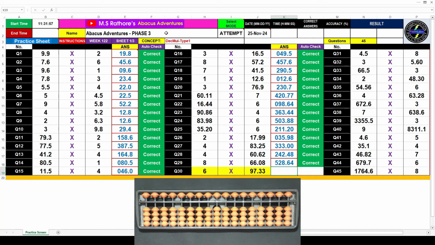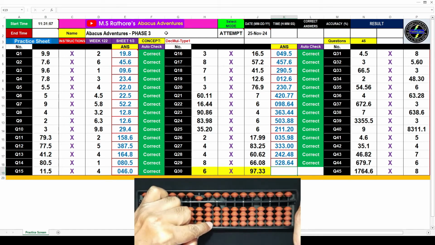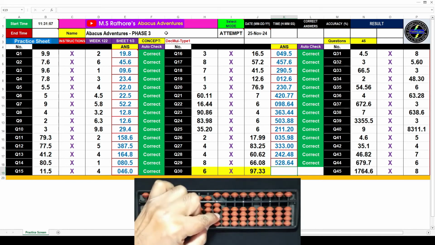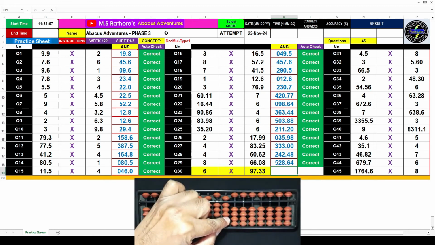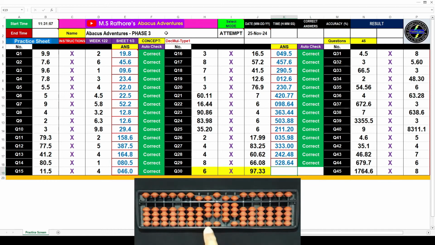Question number 30. 6 multiplied by 97.33. Rod number 3. 9 6s are 54, shifted. 7 6s are 42, shifted. 3 6s are 18, shifted. 3 6s are 18. And the answer is 583.98.